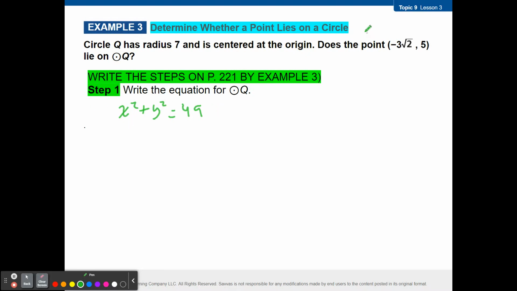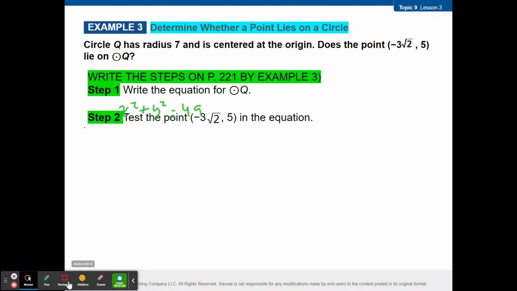Okay, so now what we're going to do is substitute in this point. So this is going to look like parentheses. And parentheses are very important here, especially dealing with the radicals, guys, okay? This will be negative 3 square root of 2 quantity squared plus 5 squared, and we're seeing if that equals 49.